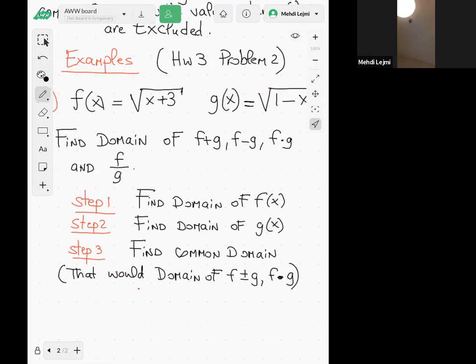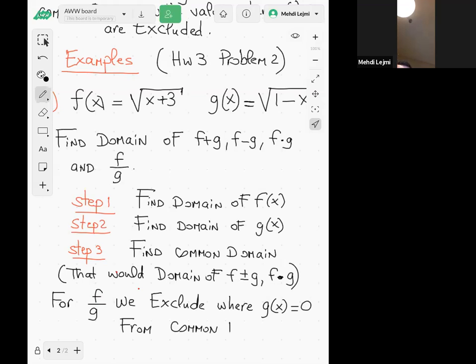Now, for f over g, we need to exclude where g of x equals 0 from the common domain. Okay? Now, let's follow these steps.